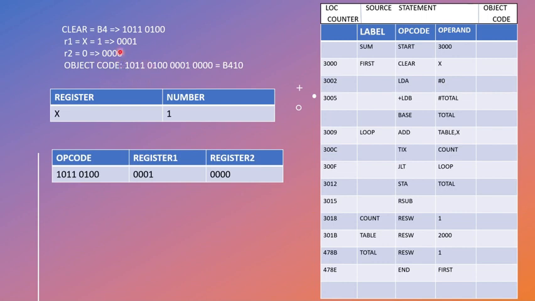Now if we convert this into hexa, here we have 1011, which is 1 plus 2 is 3, 3 plus 8 is 11. After 8 we get 9, A and B. So this is B, and here we have 1's place is 0, 2's place is also 0, 4's place is 1, that is why we've got 4 here. So B4, and here we have 1, and this is 0. B410 is the object code for the first one.